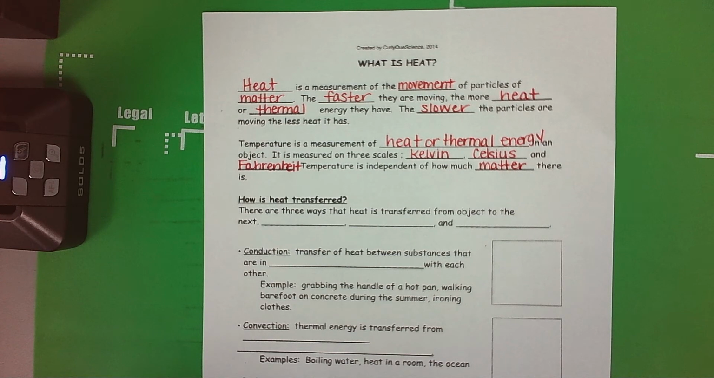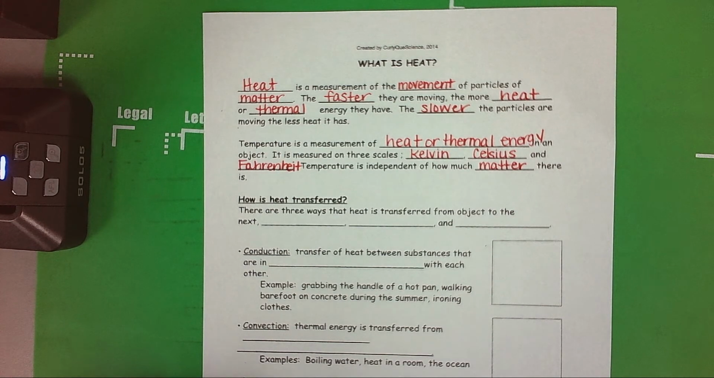Okay, so let's review before we go to how heat is transferred. Heat is a measurement of the movement of particles of matter. The faster they are moving, the more heat or thermal energy they have. The slower the particles are moving, the less heat it has. Temperature is a measurement of heat or thermal energy in an object. It is measured on 3 scales: Kelvin, Celsius, and Fahrenheit. Temperature is independent of how much matter there is.